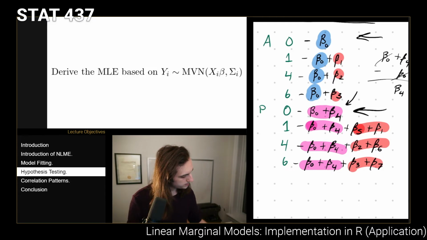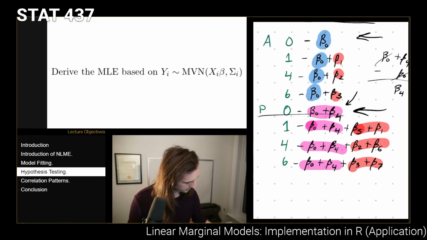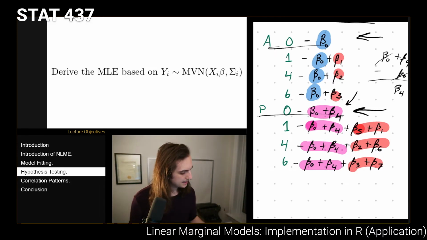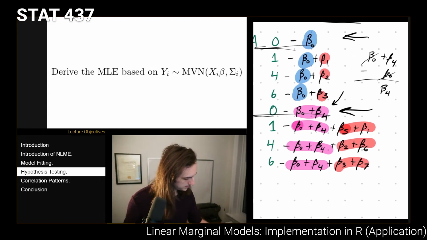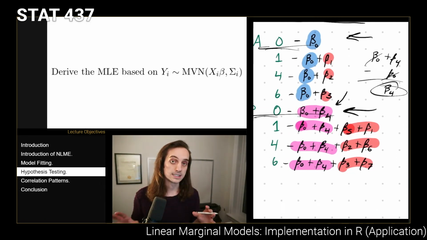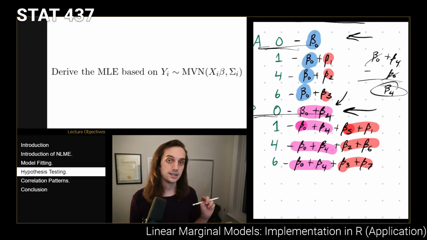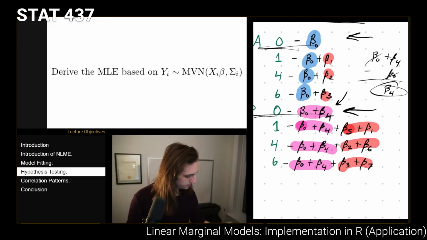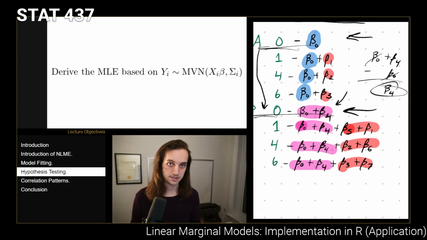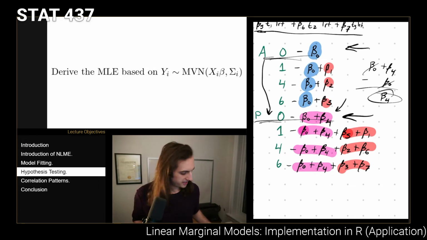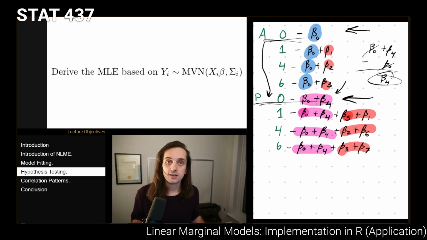The only difference between a person in this row and a person in this row is that in the bottom row, the person was receiving the placebo treatment, and in the top row, they were receiving the active treatment. So beta 4 is the expected change in the week 0 outcome of a person who goes from receiving the active treatment to the placebo treatment, and so on.